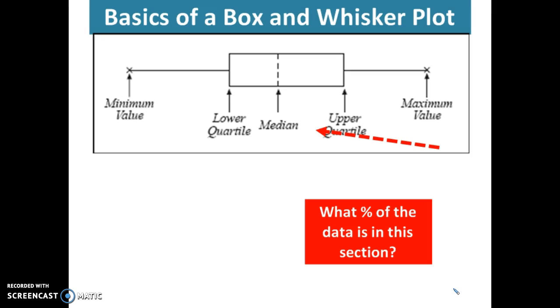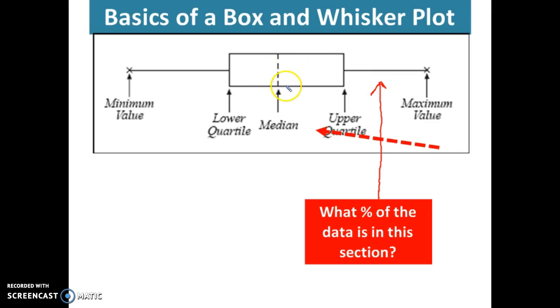So the basics of a box and whisker plot, and I don't know what happened to my arrow here. That should be going up here. All right, you have your box. Remember that box is your IQR, your interquartile range. The lower quartile is the left side of your box, and the upper is the right side. And then your median is always going to be somewhere inside that box, not necessarily in the middle. It can be anywhere over here. Then you have your minimum value and your maximum value.